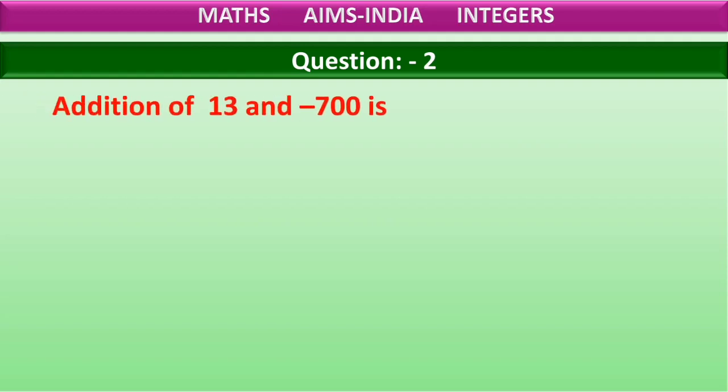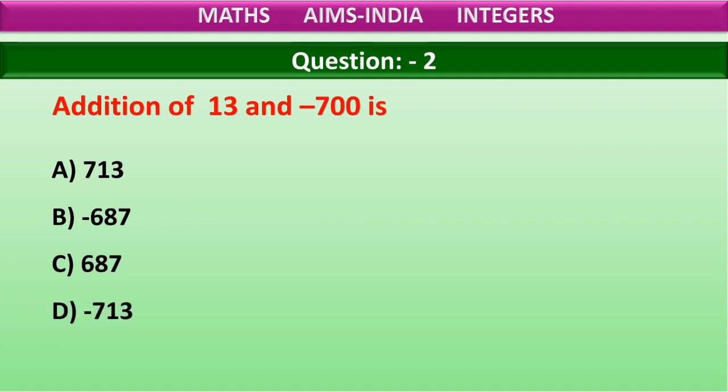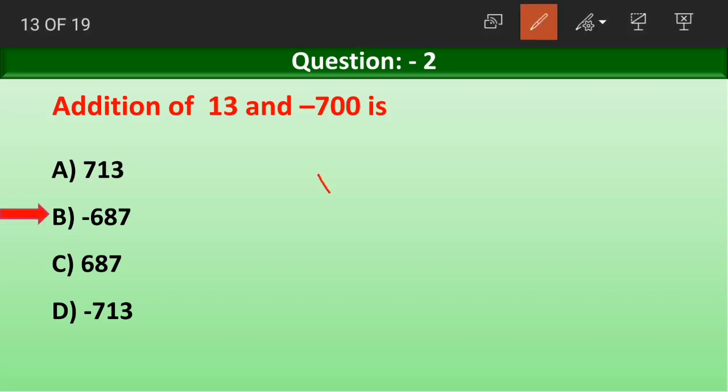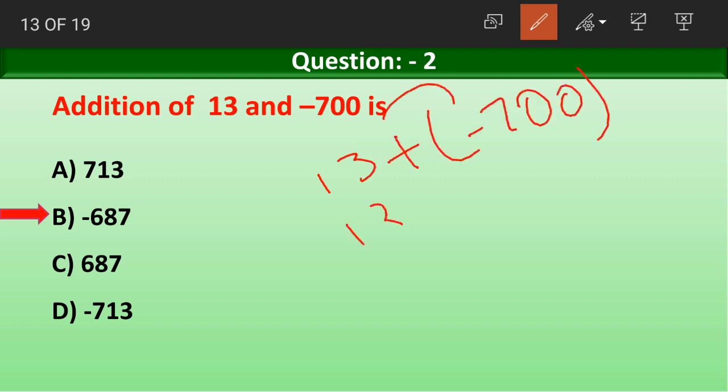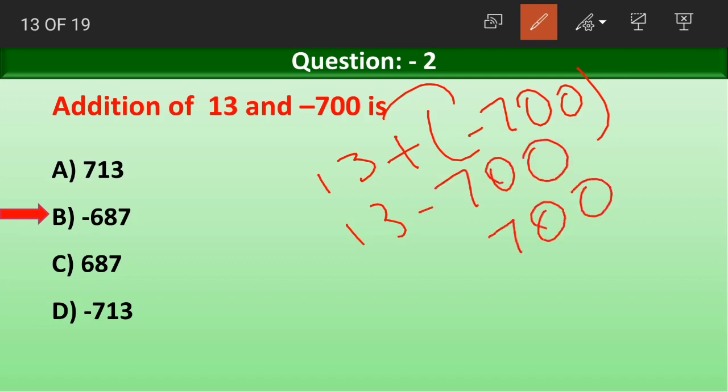Question number 2. Addition of 13 and minus 700? Option A 713, option B minus 687, option C 687, option D minus 713. Now which is the correct answer here? Yes, the correct answer is B, minus 687. How? 13 plus of minus 700, plus into minus becomes minus. So 13 minus 700. How do we do this?